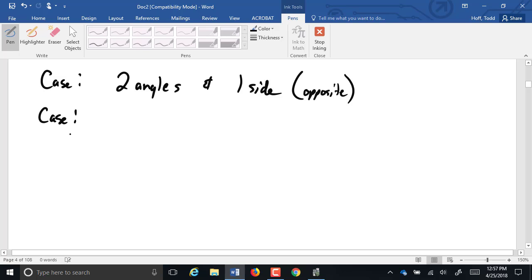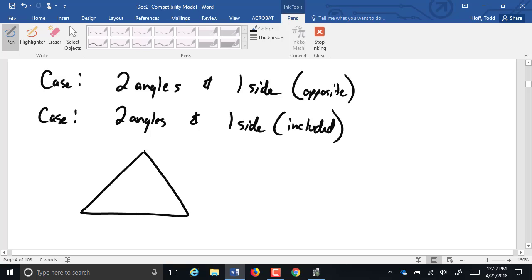Another case we could have is two angles and one side, where that side is what's called included. Included is just a fancy word for between. So let's do A, B, C.